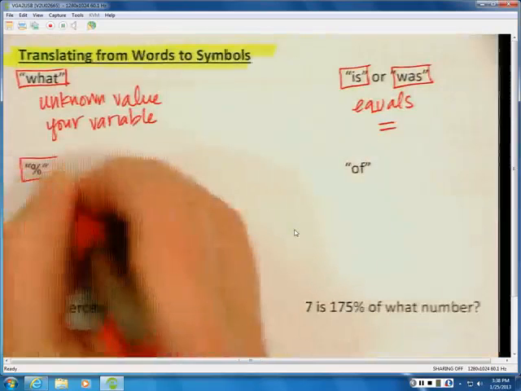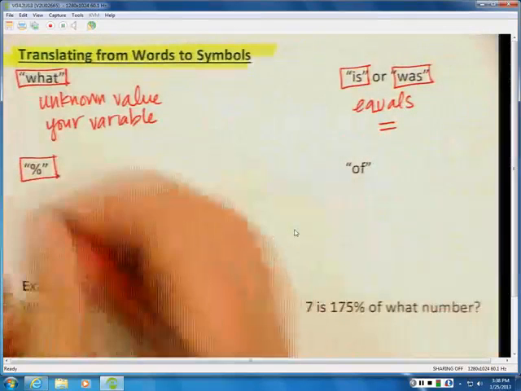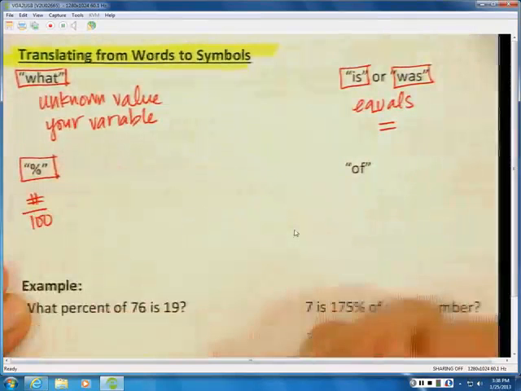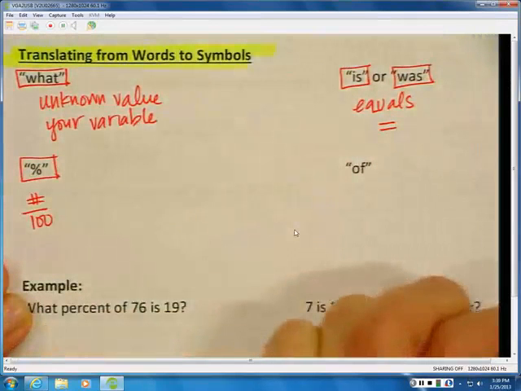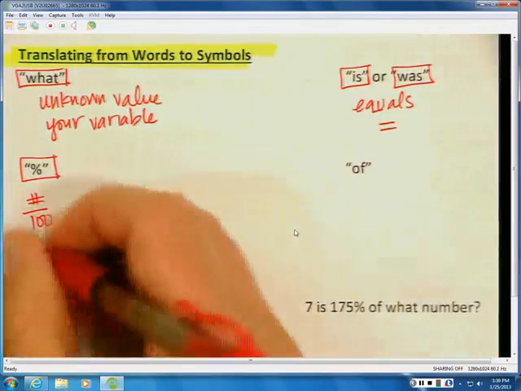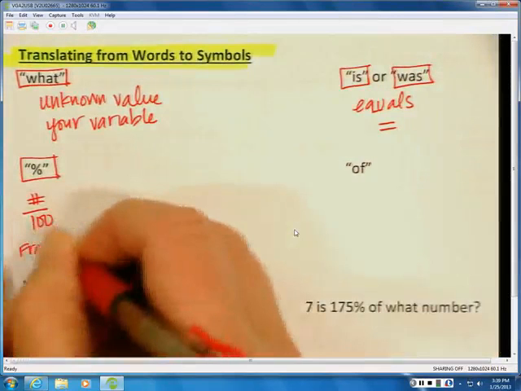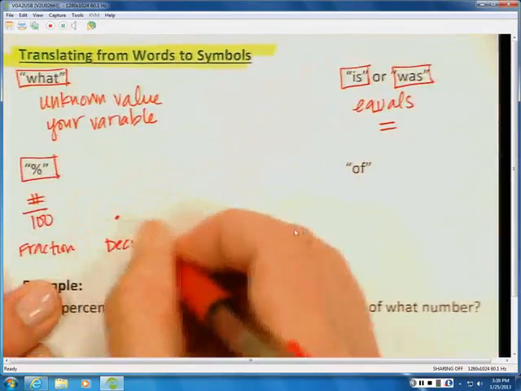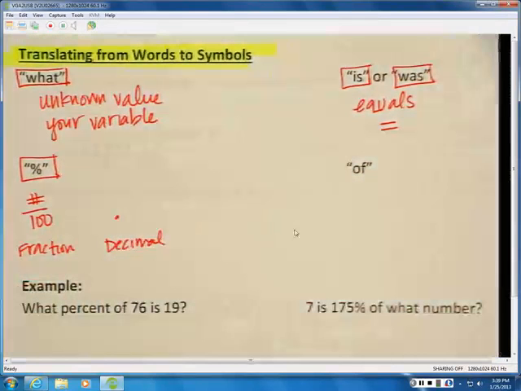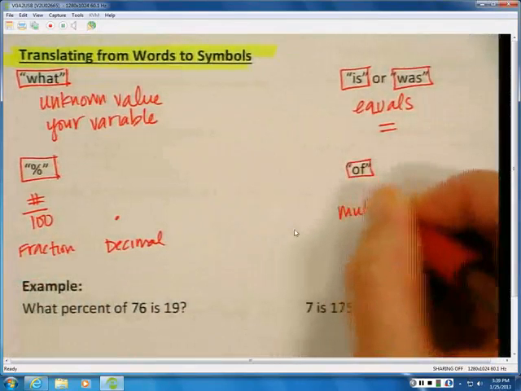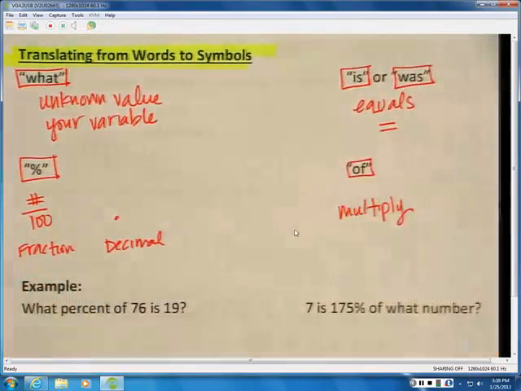Percent. We know that percent is some number over 100. Now, I'm partial to working with the fractions, or you can write the percent in decimal form if you prefer decimals. And then of means multiply. Of is your clue that you need to multiply whatever you have.